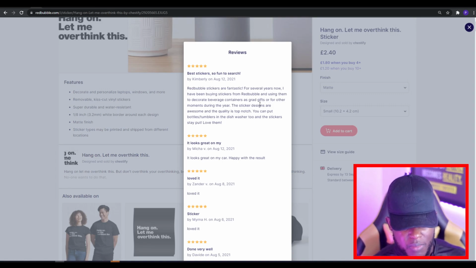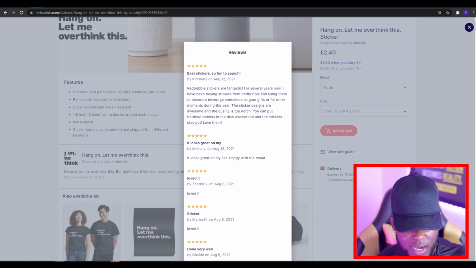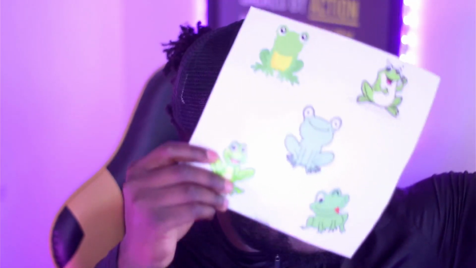And this person mentions how they've been buying stickers for a while and how they use stickers for a variation of things, and this more than ever prompts sticker packs. For those that don't know what sticker packs are, it's literally when you have multiple images as part of one sticker, kind of like this. I don't know if you guys can see that properly.